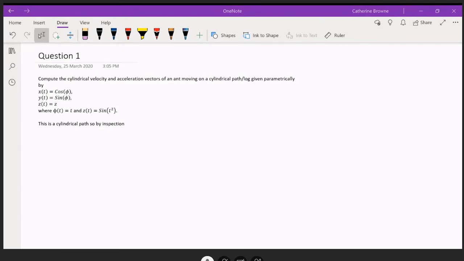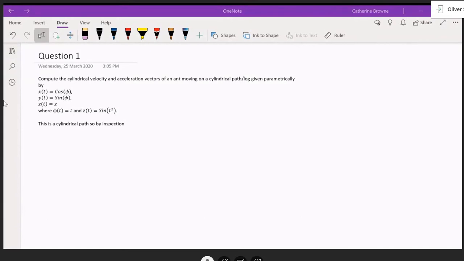around the log. So we've got the path of the ant is given by x is cos phi, y is sin phi, and z is a function of t, where z is sine t squared. And so just by inspection, we can see that.